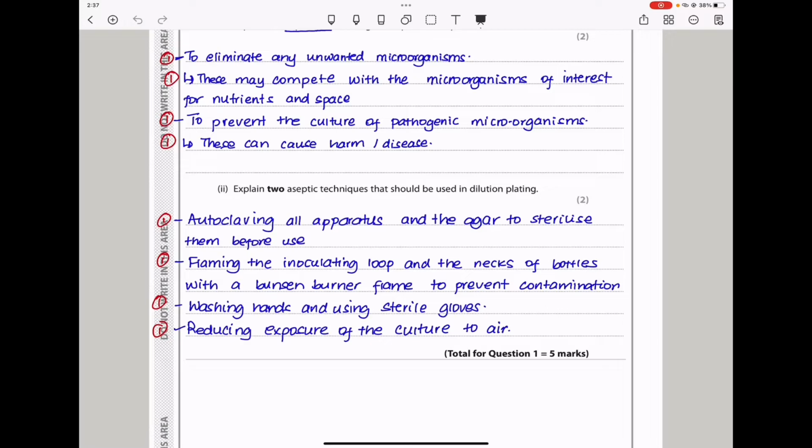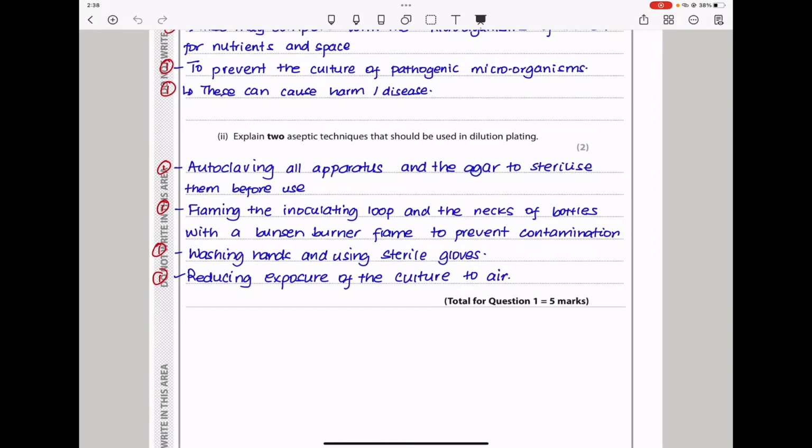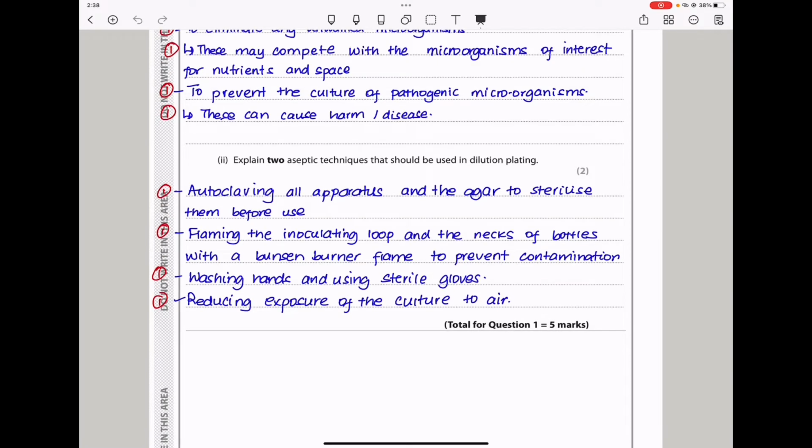The next part says, explain two aseptic techniques that should be used in dilution plating. We could use autoclaving, whereby all the apparatus as well as the agar are sterilized before use. Also, flaming of the inoculating loop and the necks of bottles with a Bunsen burner flame to prevent contamination. You can also wash hands and use sterile gloves. And finally, reducing exposure of the culture to air, since air contains some unknown microorganisms. So this brings us to the end of question 1. Let's continue to question 2.